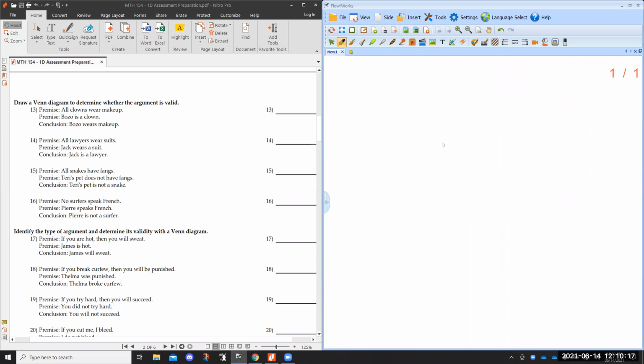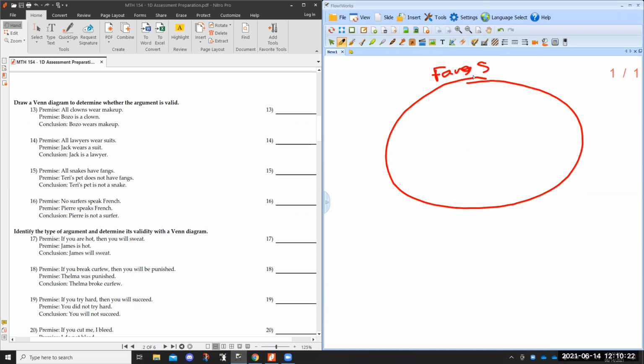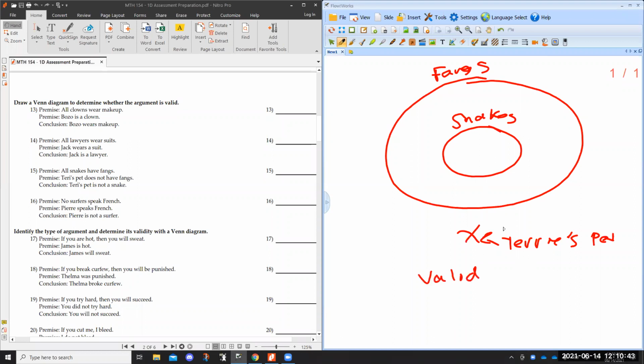All snakes have fangs. So here's things with fangs. Here's snakes. Terry's pet does not have fangs. So here's Terry's pet. Conclusion, Terry's pet is not a snake. That's valid. To say that because all snakes have fangs and Terry's pet does not have fangs, Terry's pet cannot be a snake. That's a valid argument.